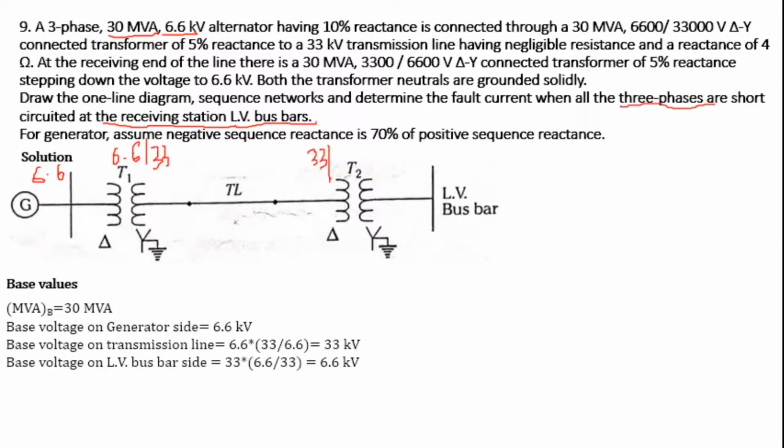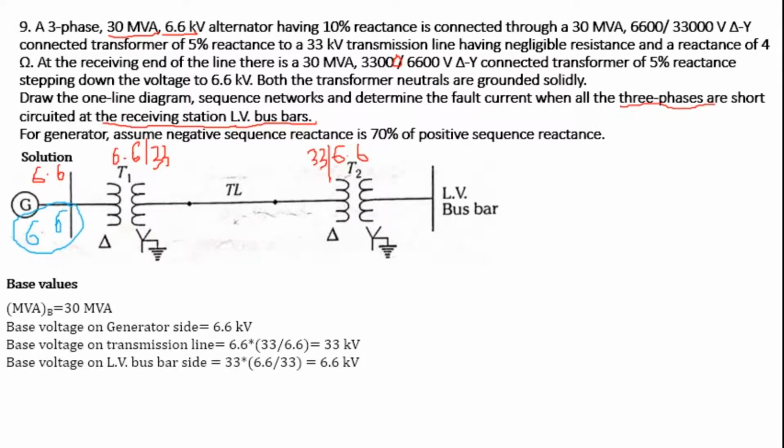Sorry, this is supposed to be 33,000, not 3,300. So this is supposed to be 33 kV to 6.6 kV. The voltage on the LV side is whatever value we got, 6.6. So let us calculate the new value. Taking the generator base, the new value will become 6.6 kV.